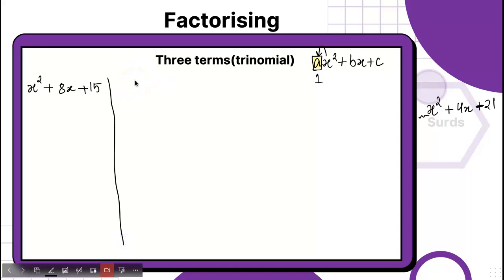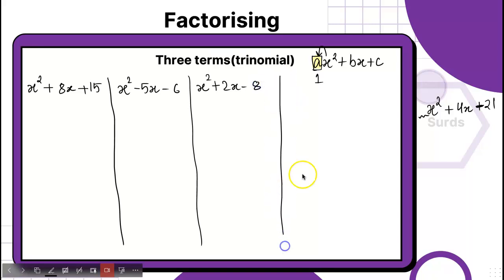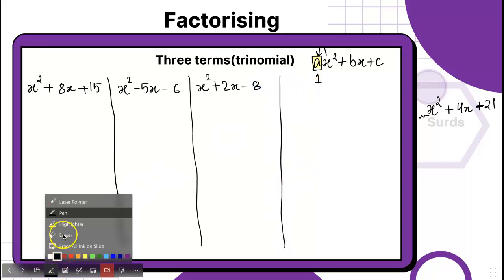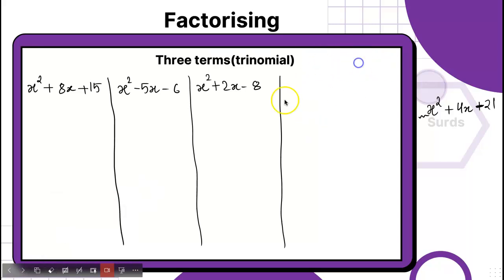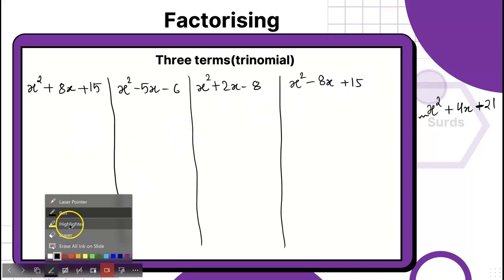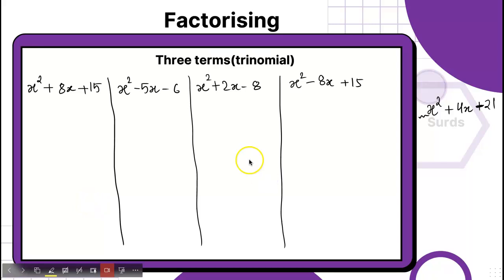The second one we will be having all negative, x squared minus 5x minus 6. Next, when we have one negative, maybe the last one, x squared plus 2x minus 8. And the last one, we could have the scenario where it is x squared minus 8x plus 15. These are 4 different scenarios. Let me help you identify what exactly the scenario is over here.